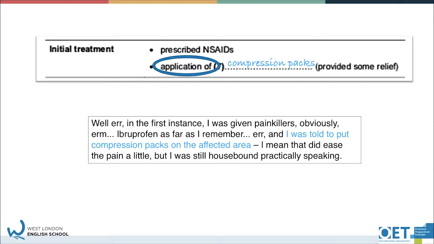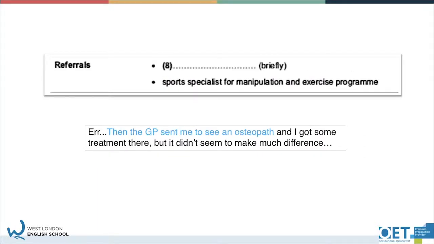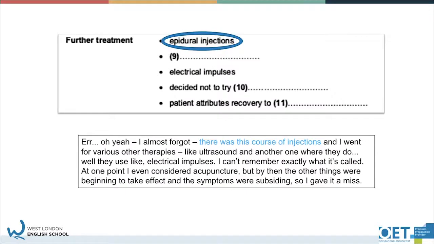With number 8, the specialist you needed was osteopath. The GP sent me to see an osteopath. And then once you heard the patient talk about their injections, you know the answer's coming for number 9. The patient said, I went for various other therapies like ultrasound, which is the answer.